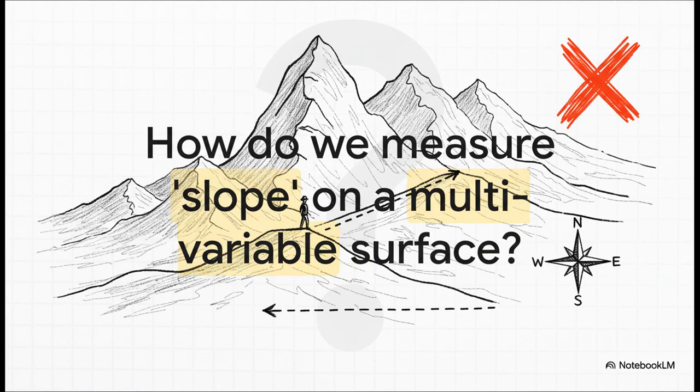So here's the puzzle. If you're standing on the side of this mountain, what's the slope? I mean, if you face east, it might be super steep. But if you face north, it could be almost flat. Our old friend the derivative just can't give us a single answer anymore. We're going to need something new.